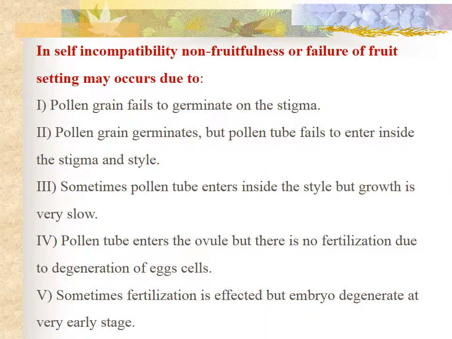In self-incompatibility, non-fruitfulness or failure of fruit setting may occur because the pollen grain fails to germinate on the stigma. Pollen grain germinates, but the pollen tube fails to enter inside the stigma and style. Sometimes the pollen tube enters inside the style, but growth is very slow. Pollen tube enters the ovule, but there is no fertilization due to degeneracy of egg cells. Sometimes fertilization is affected, but the embryo degenerates at a very early stage.